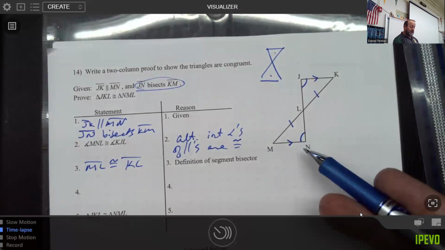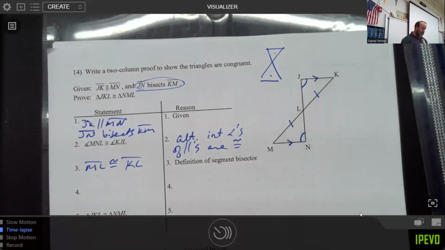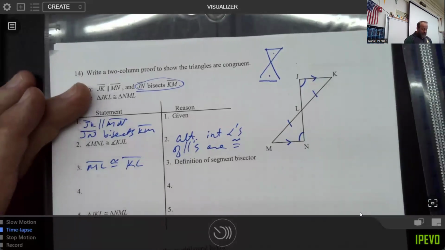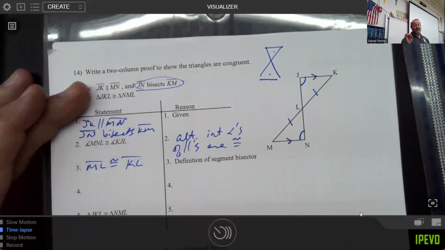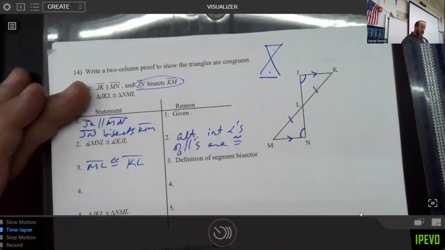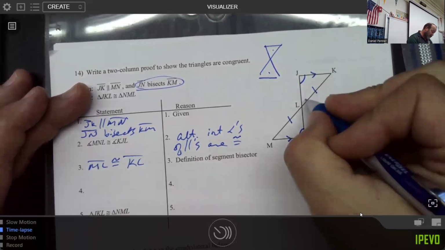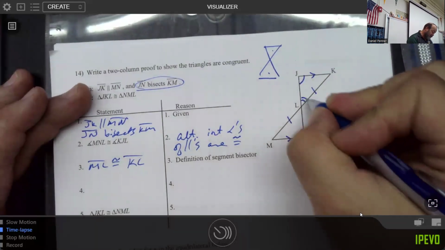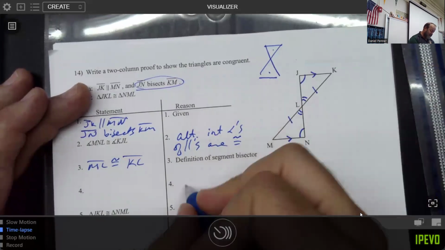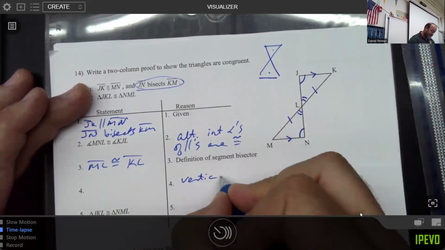We got an angle and a side. That's not enough. Remember, we need a little more. We need either another angle or another side or something. But this is a case where you really have more than one option. There's really two that we could use. We could use alternate interior angles again, but I wanted to go ahead and use the fact that these two angles right here are the same because the vertical angle theorem says so.